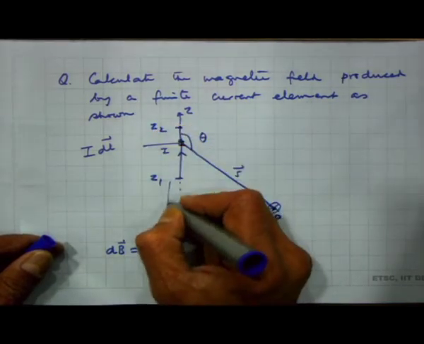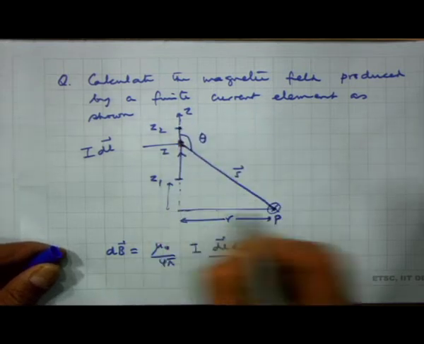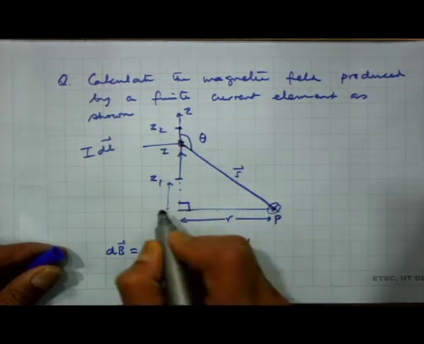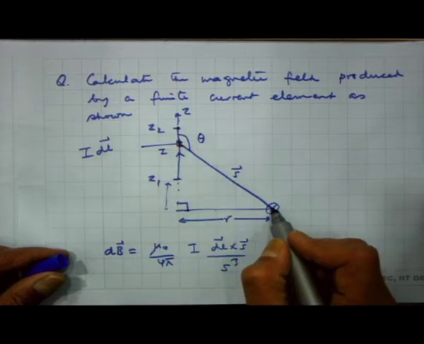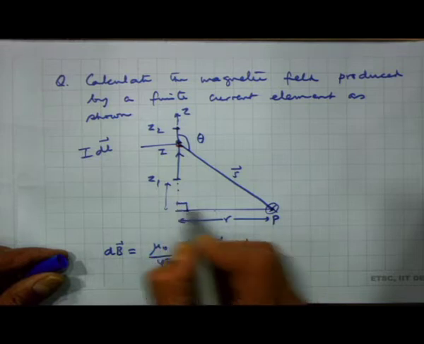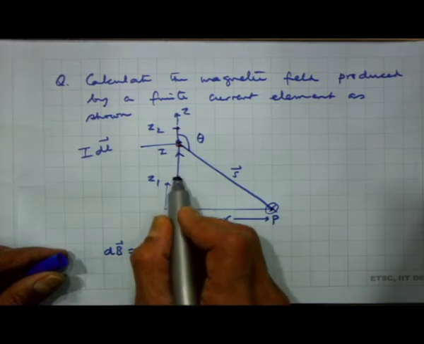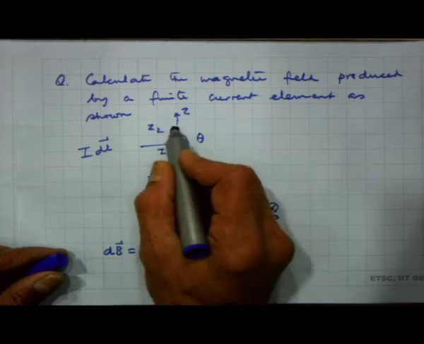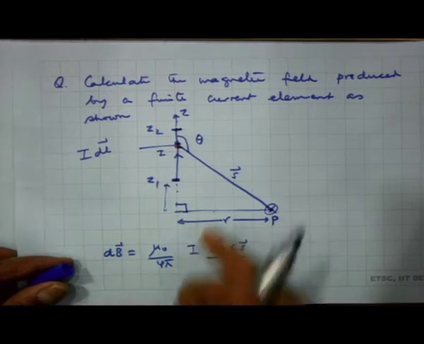So, Z1 is this distance and Z2 is the distance of this point from this point. So, this is actually a norm which I have drawn from here. So, this is my current element. I need to calculate the magnetic field here. I drop a perpendicular on this line, that distance is small r, and Z1 is the coordinate of the bottom end of the element, Z2 is the coordinate of the top of the element, and I have defined the angle theta. So, now what is dl cross s?